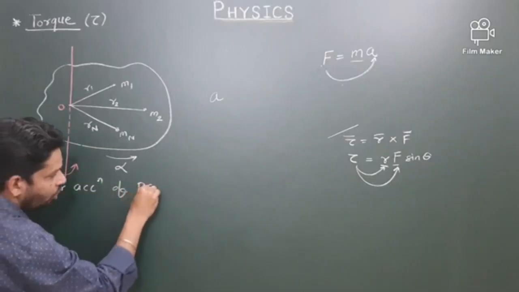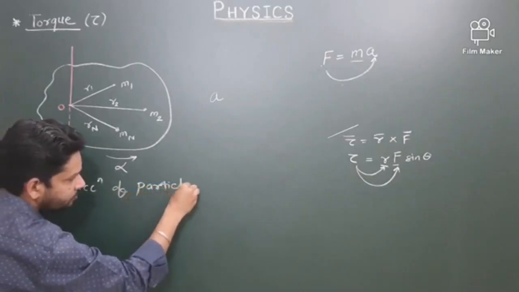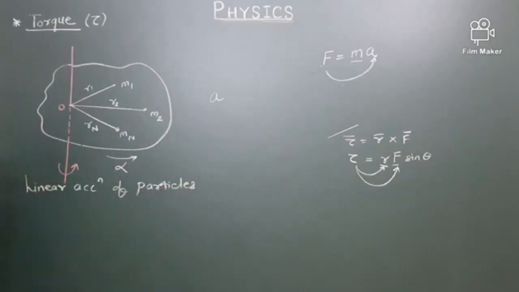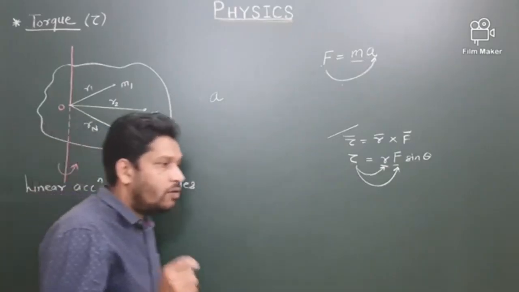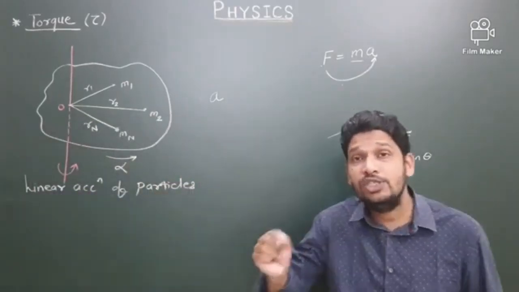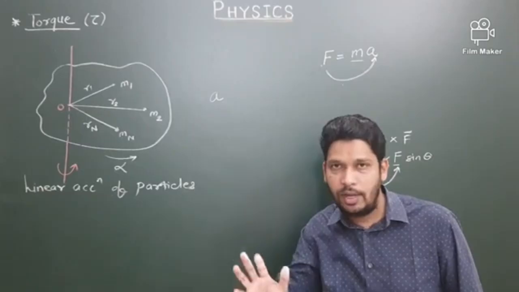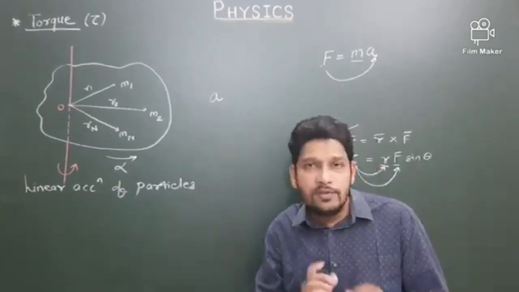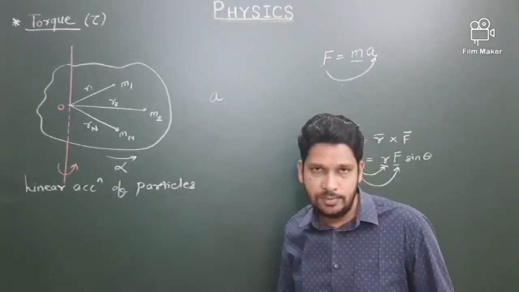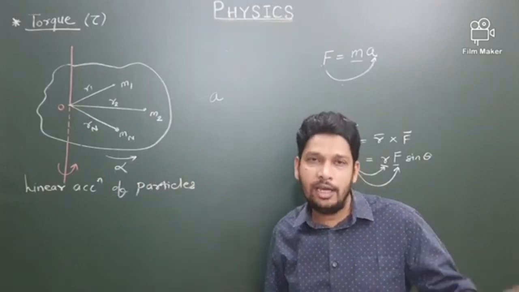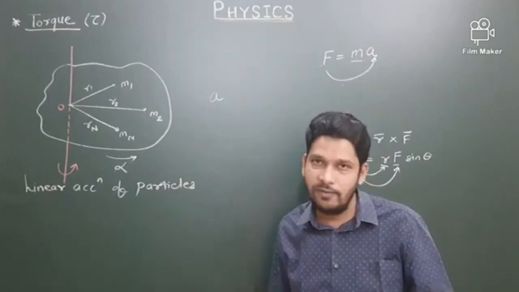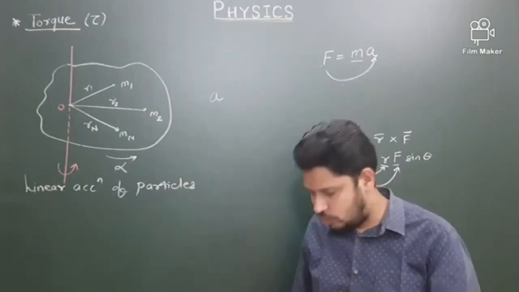Linear acceleration of particles. Come on, we'll start with the A. Now we are going to find out the linear acceleration of each and every particle. In the beginning of this chapter, I taught you all these terms: angular acceleration, angular velocity, linear acceleration, linear velocity, and their relationship also.